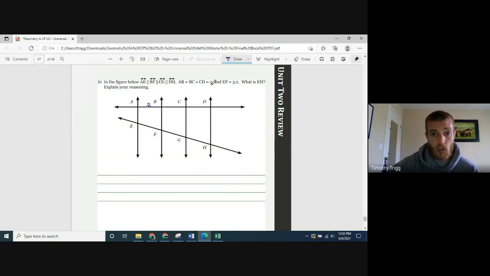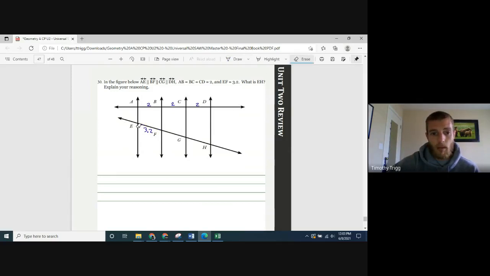Because it says it equals 2. BC also equals 2, so the length from B to C. And then CD, the length from C to D, is also 2. So the total length here you could see is 2 plus 2 plus 2. Now, let's figure out what other information they give us. And it says, and EF is 3.2. So the distance from E to F is 3.2. That's from E to F.